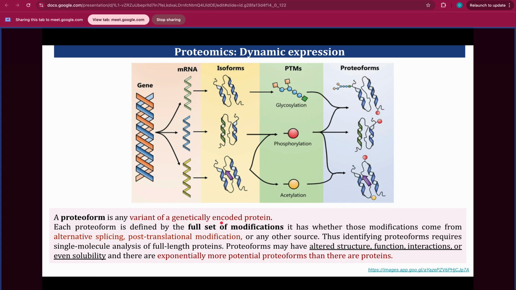These are variants of genetically encoded proteins. That means they are encoded from a single gene, and each proteoform is defined by the full set of modifications it has, whether those modifications come from alternative splicing, post-translational modifications or any other source. Thus identifying these proteoforms requires a single molecule analysis of the full length proteins. These proteoforms can have altered structure, function, interactions and even solubility, and there are exponentially more potential proteoforms than there are proteins. These are a few of the proteoforms as I've shown.